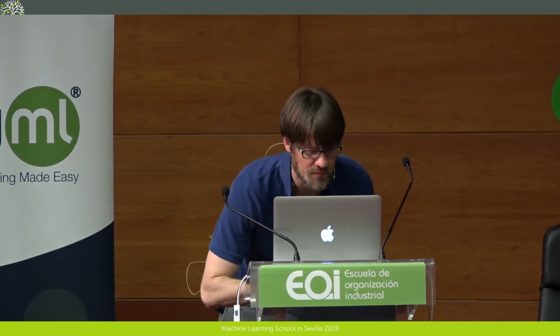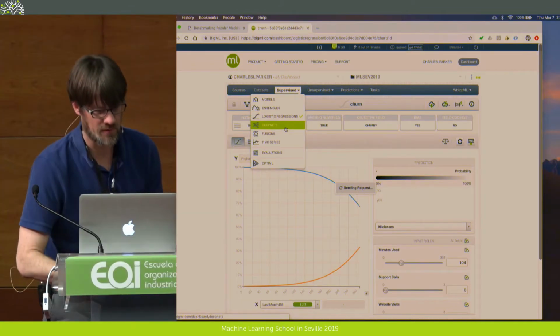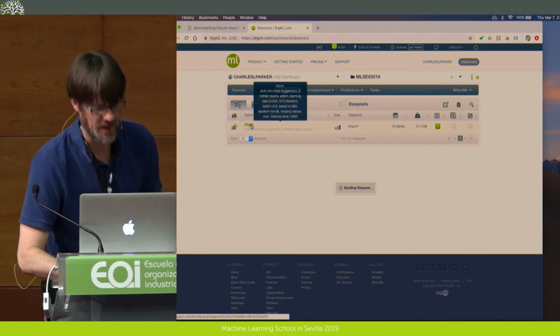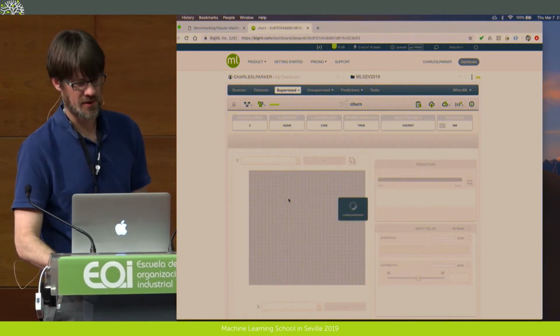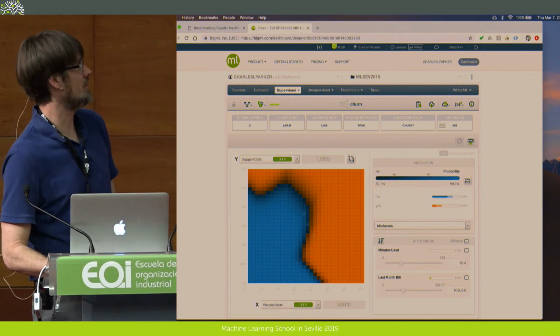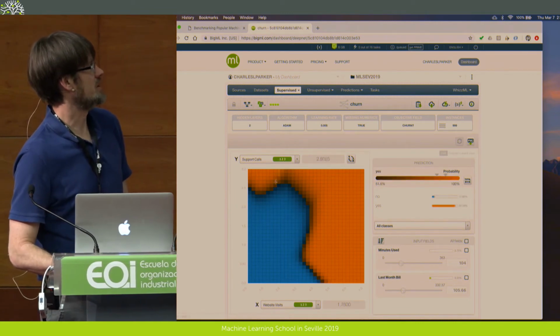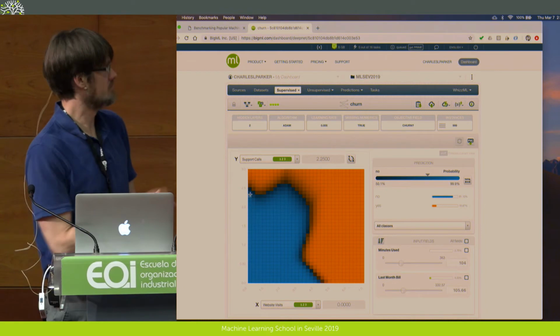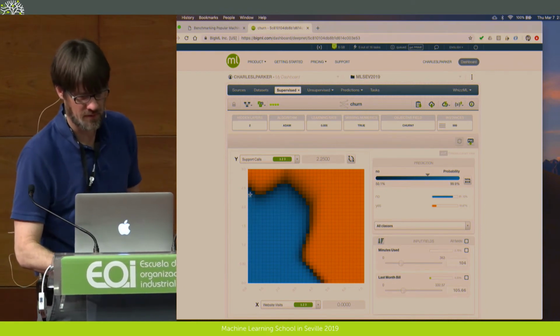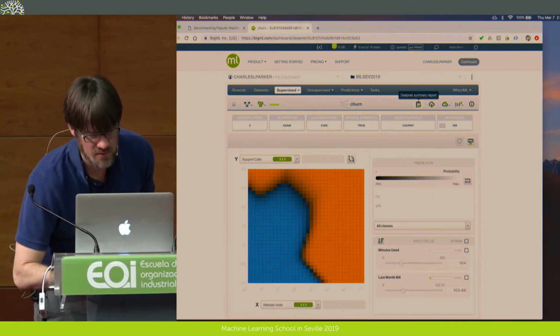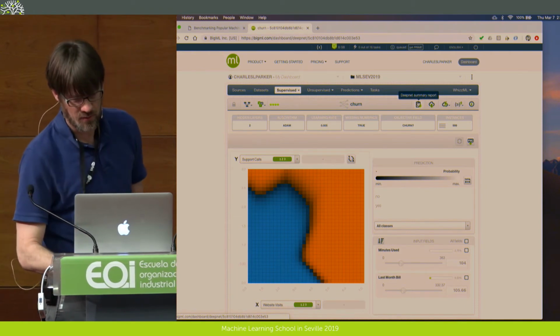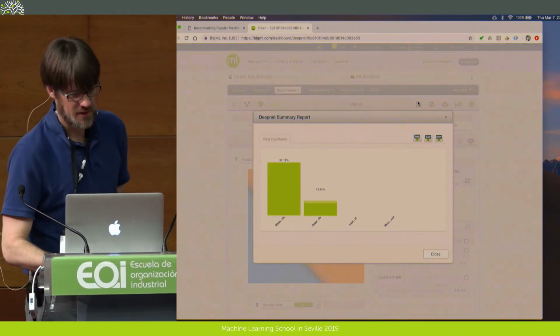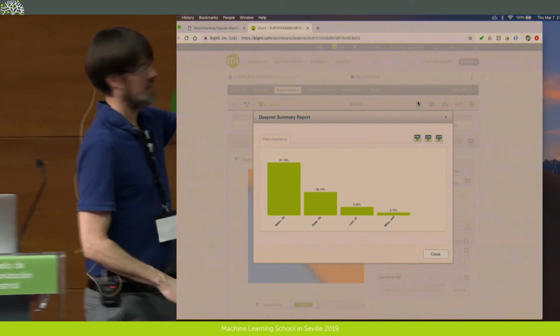So I was just going to show prediction importance briefly here. Here's a deep neural network that I've trained ahead of time on the churn data again. Here you can see the decision boundary, which is very much nonlinear. So we've managed to capture nonlinearity in the decision boundary with the deep neural network. But if I go up here, this says Deepnet summary report, and if I click on that, you can get a notion of the overall feature importance for the model.